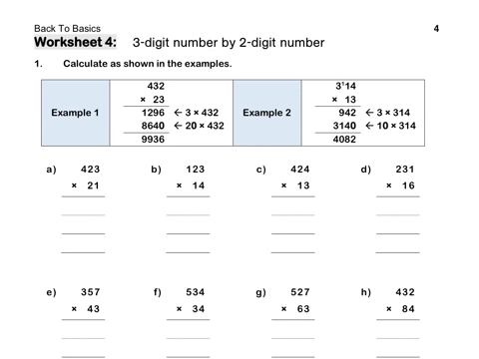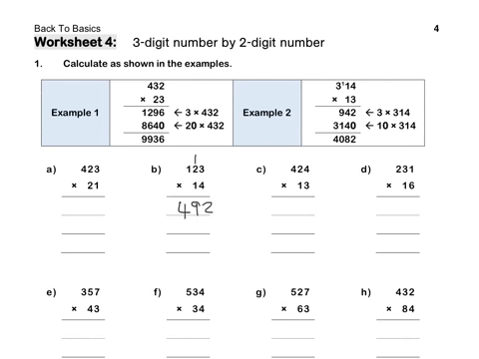Worksheet 4. There's example 1 and 2 for you to look at by yourself. Get out your pen so that we can do question B together. 4 times 3 is 12. 4 times 2 is 8, plus 1 is 9. And 4 times 1 is 4.